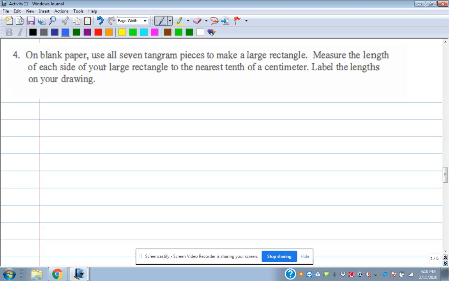I feel like I could cut this one and it would work. Can I cut that one? Frustrated. Okay, I got it. All right, I got it.